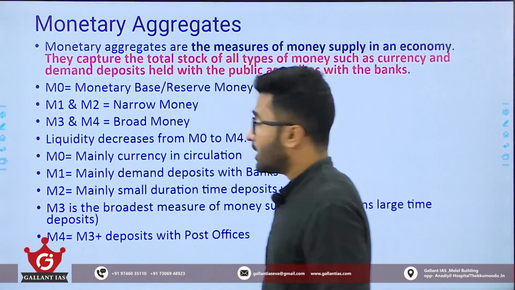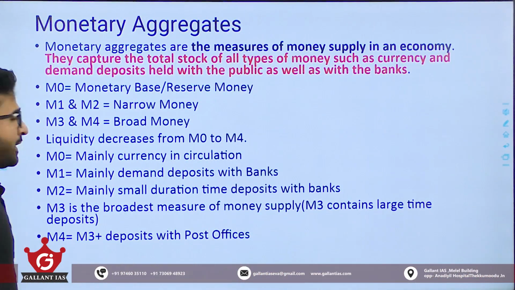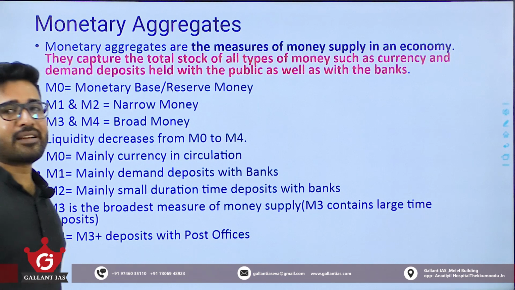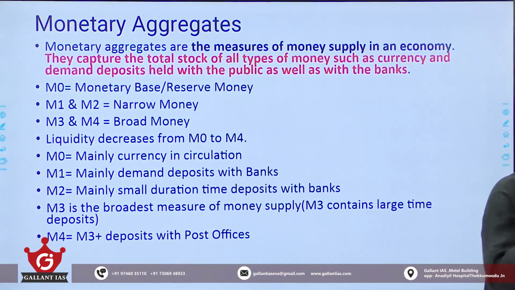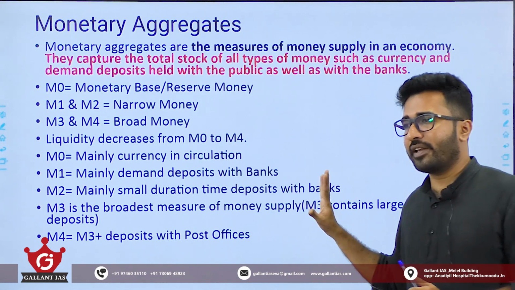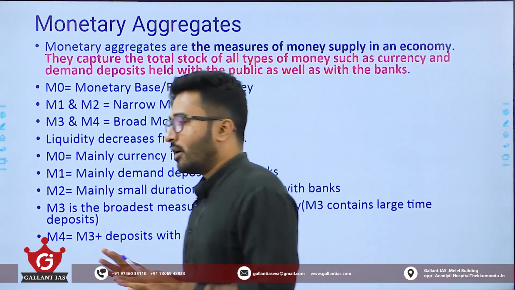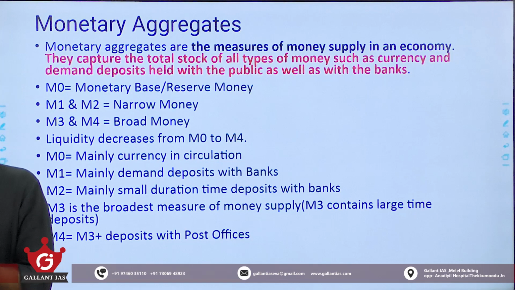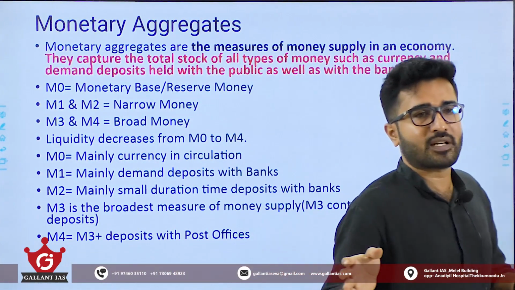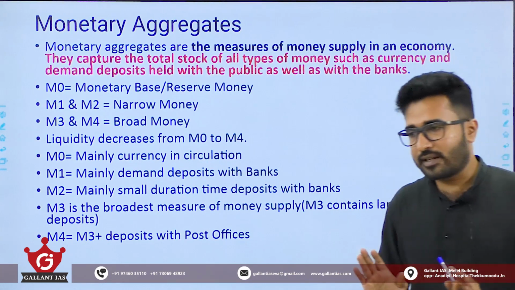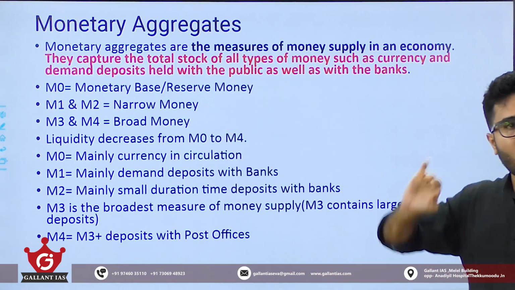Now, monetary aggregates. Normally people get confused by studying this thing, so don't get confused. I've just made it very simple. Be very attentive. I am not asking you to study all the components present in M0, M1, M2, M3, etc., because it's very confusing. Just understand four things. These are monetary aggregates.